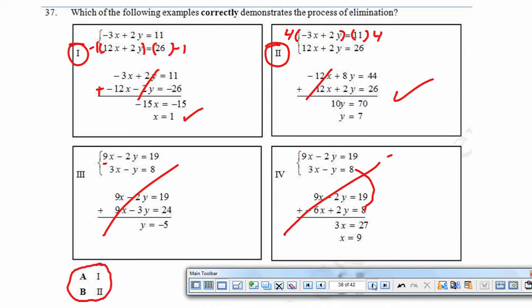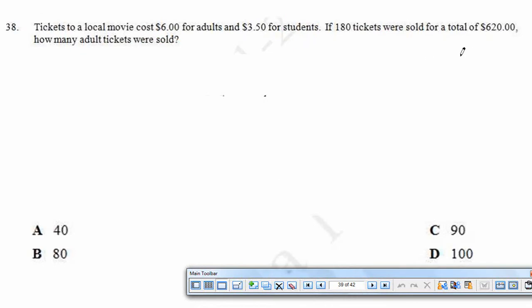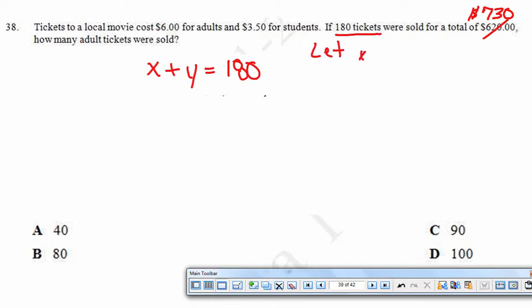Okay, this one has a problem. I worked it out. It doesn't make sense with this dollar amount. So change the dollar amount to $730. Then it's good. So the system that you want to set up for a problem like this says it's 180 tickets. So x plus y equals 180 tickets. And what you want to do is state what each variable is for. So maybe I'll say that x equals the adult tickets, and then y equals the student tickets.